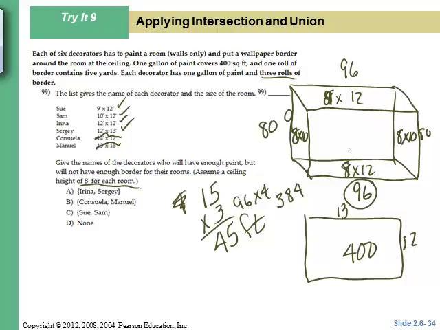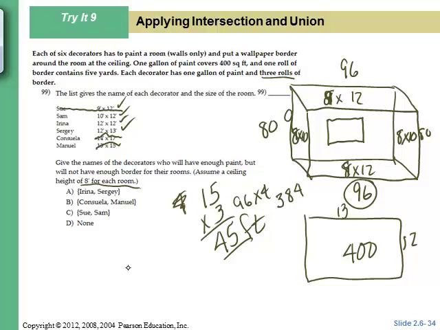Well, a 9 by 12 room, 9 on this side, 12 on this side, 9 on this side, 12 on this side. 9 times 2 is 18. 12 times 2 is 24. 18 and 24 is 42. So there is enough border for Sue to do it. So she does not fit in the category because it has to be that they don't have enough for the border. In other words, we need a room that has a bigger perimeter than 45 feet.